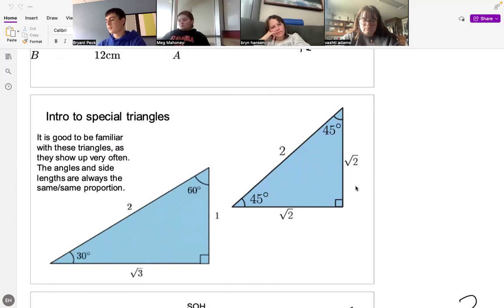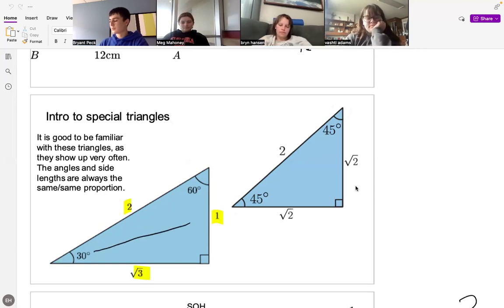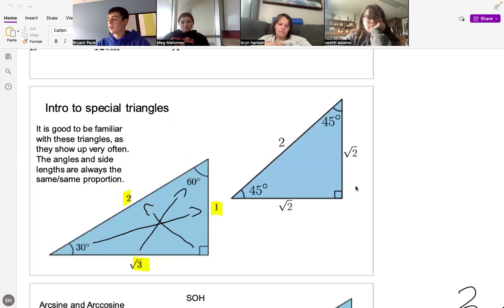And these are special triangles within trig. We're going to have this 1, 2, square root of 3 triangle. And across from our 1, we're going to have 30 degrees. Across from square root of 3, we're going to have 60 degrees. And across from 2, we're going to have 90 degrees. This triangle is always going to show up within trig. And it's important to remember the values of the angles because it'll help us break down some more complex problems.